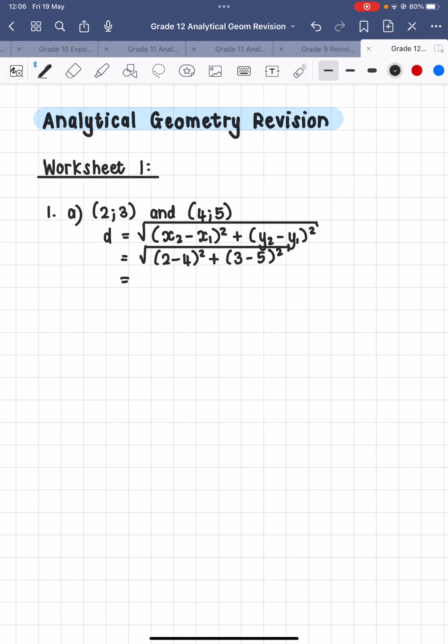And if you feel brave enough, you can work it out in your head as well. These are actually easy values to work with. But you can also just use the calculator. 2 root 2 units. You can leave it like that. You don't have to do decimals. What's up? It says correct to 2 decimals where necessary.